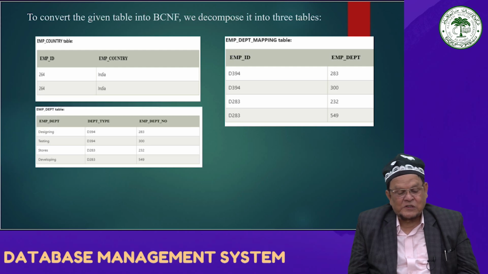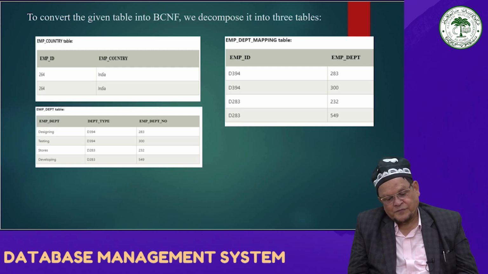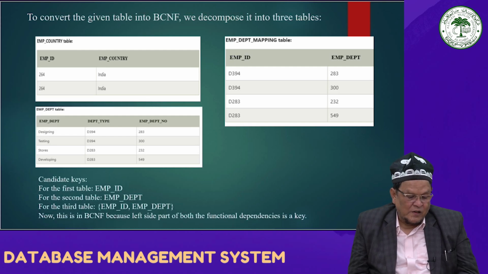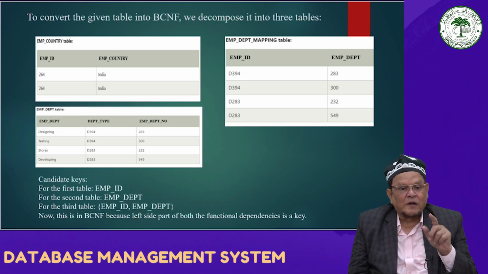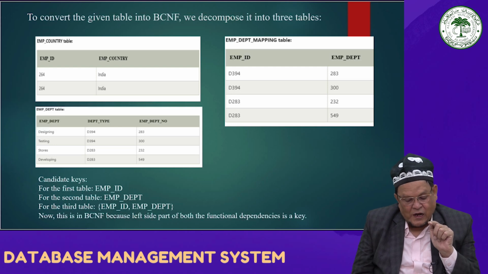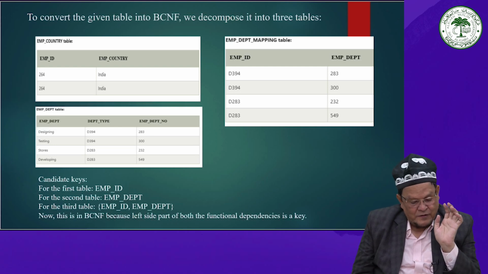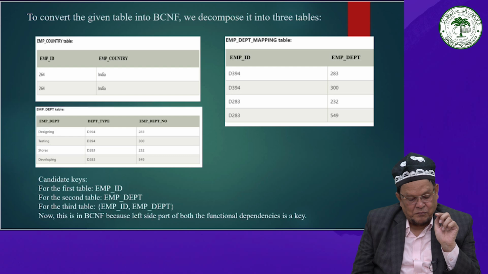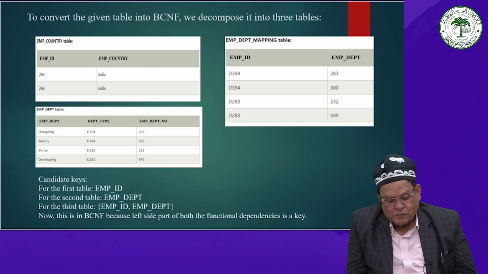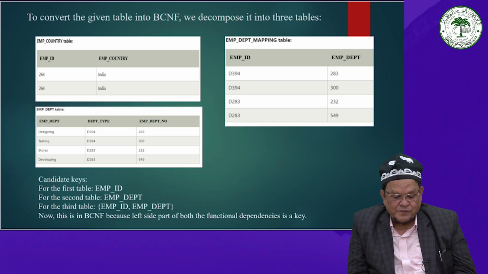In this case, BCNF will be satisfied. Here, for the first table employee ID is the candidate key, for the second table employee department, and in the third table employee ID or employee department. Now this is in BCNF because the left side of both the functional dependencies is a key.